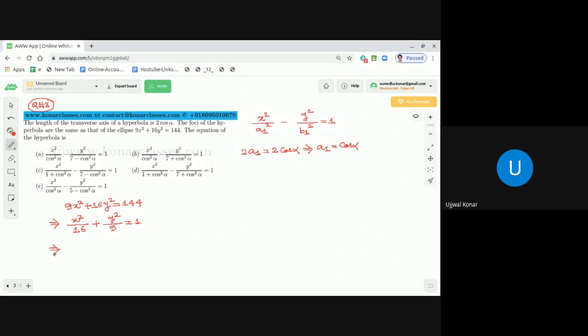So from here, the value of e is equal to √(1 − b²/a²). If we find that value, dear students, that is equal to √(1 − 9/16), and eventually we get e = √7/4. As we get the value of this e, and that e is the same as that of the hyperbola.